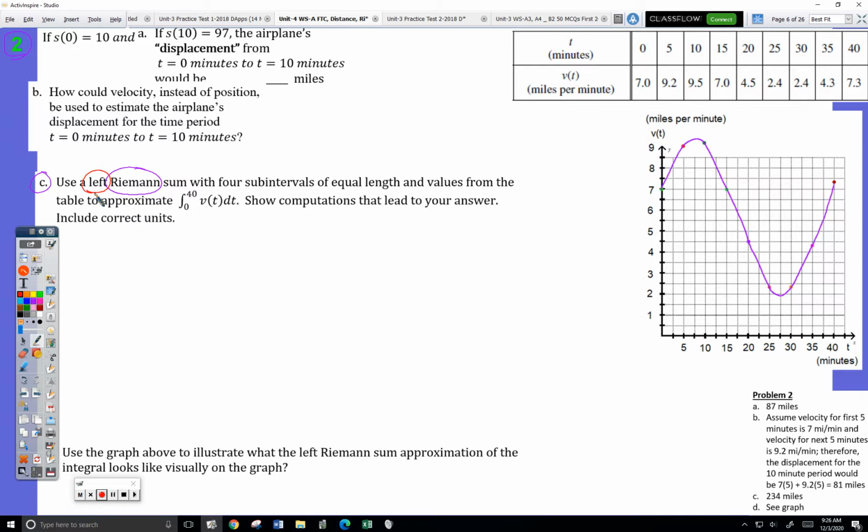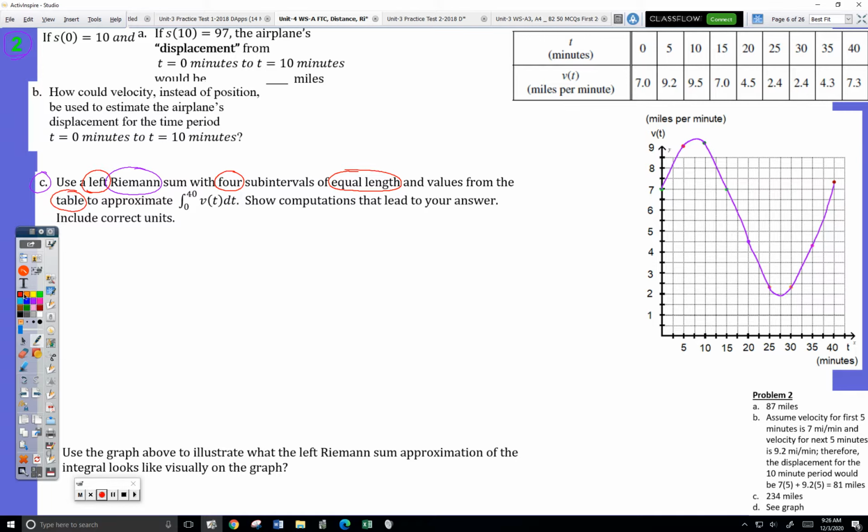This is key, so please put a circle around 4. The word equal length is crucial. Okay? And then 2 more for Cameron. Values from the table. So now I know I don't need to do any estimating. I'm just going to use the values from the table.